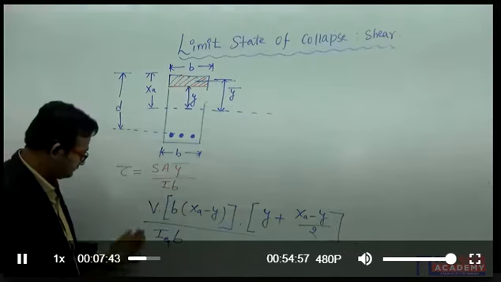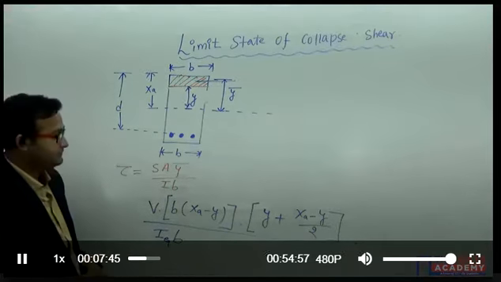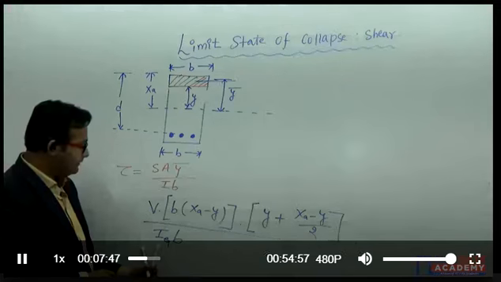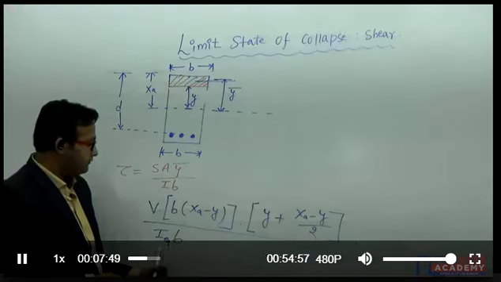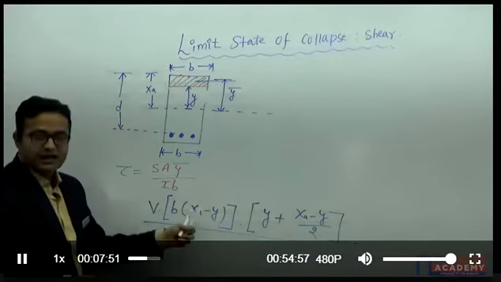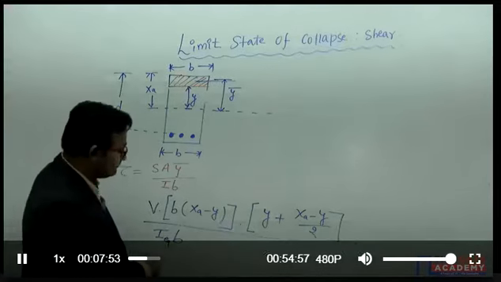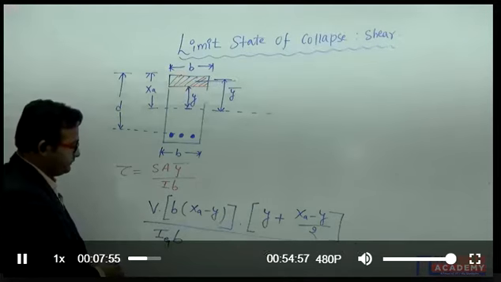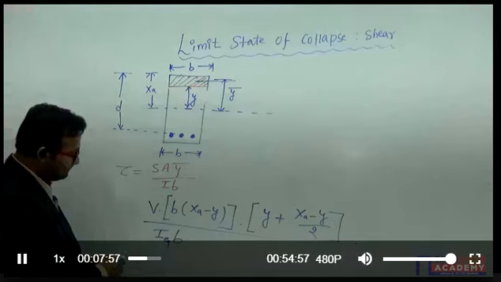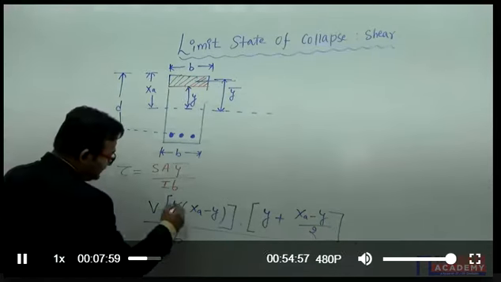Now, what we can do here is arrange it. So we can find here that B and B are cancelled.